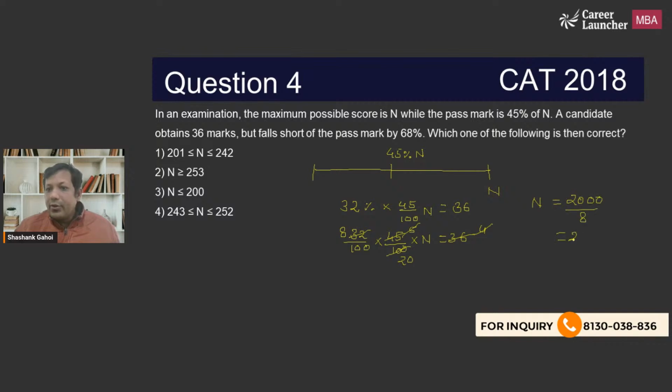So what is the value of n? That is 250. Now, which option does it satisfy? 250 lies in the range of 243 to 252. So the answer of this question is going to be option 4. So whenever we see these kind of questions, we are going to draw a number line and figure out where the value lies. Now, let's move on to the next one.